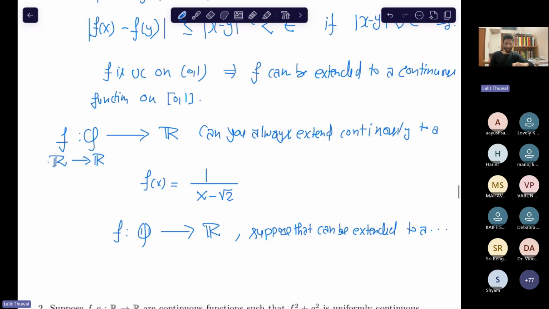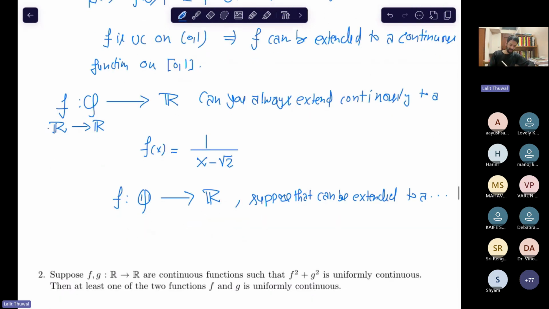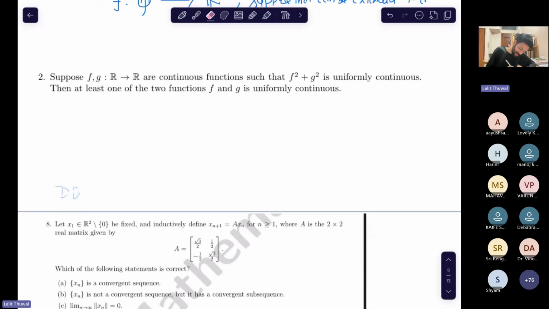Okay, so you can think about it. Sir, only one, because of the density of Q. Yeah, only one, right? Because of the density. Others can think about it. Okay, good.